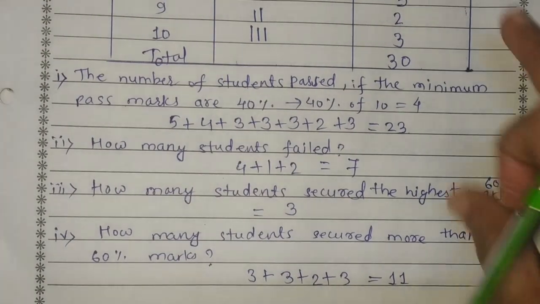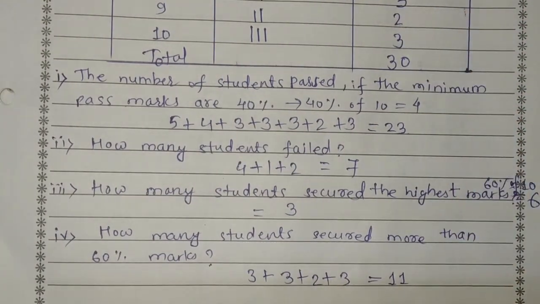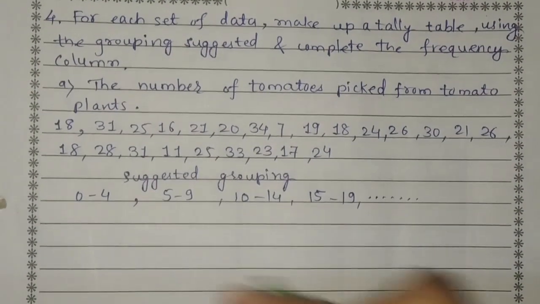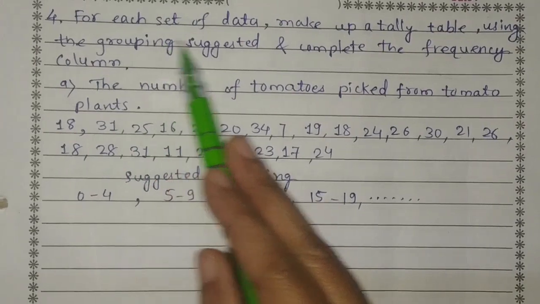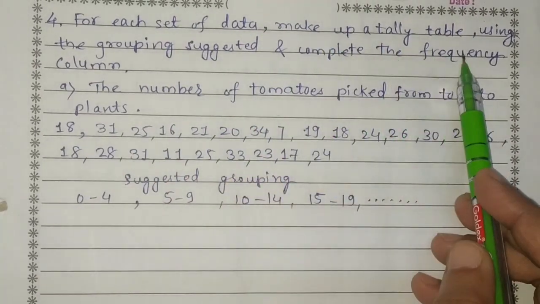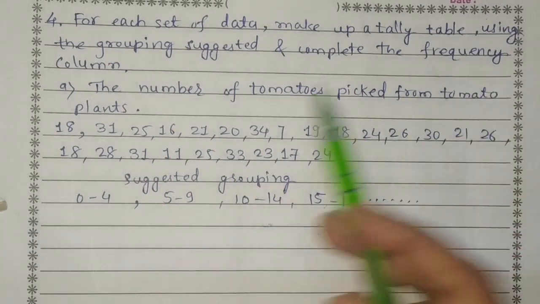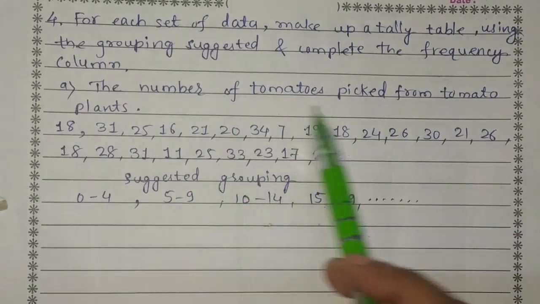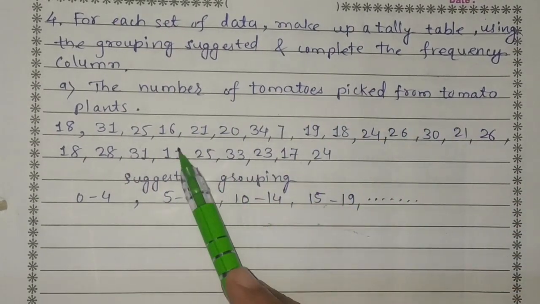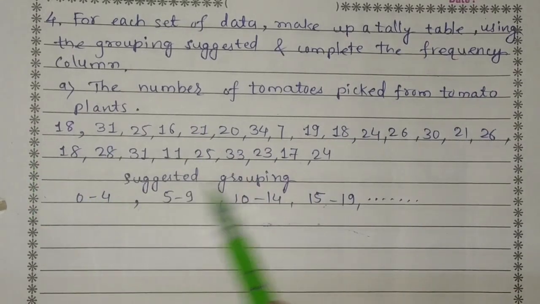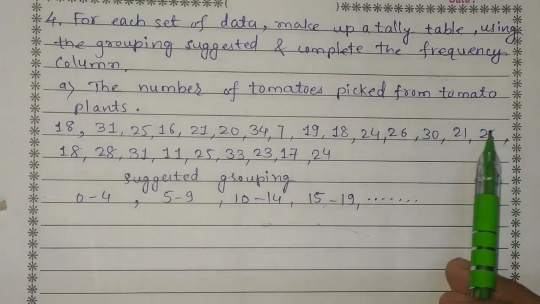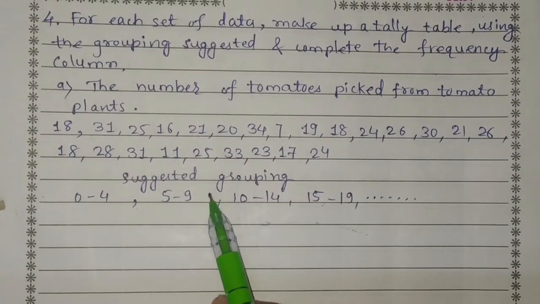So once a frequency distribution table is made, we can give the answer to these questions. Now students, the next question is: for each set of data, make a tally table using the grouping suggested as given here, and complete the frequency column. The numbers of tomatoes picked from different tomato plants are given. So we have the suggested grouping.